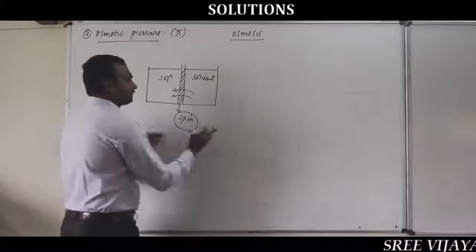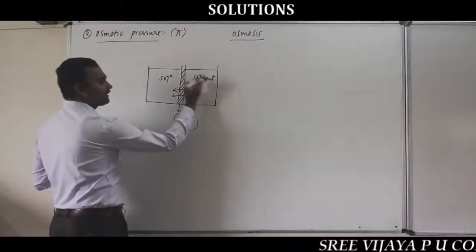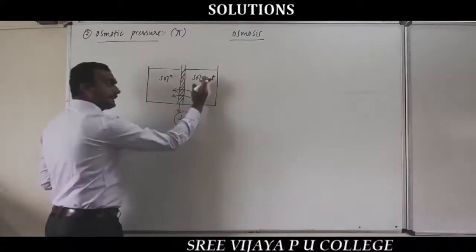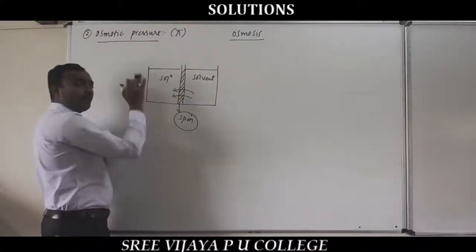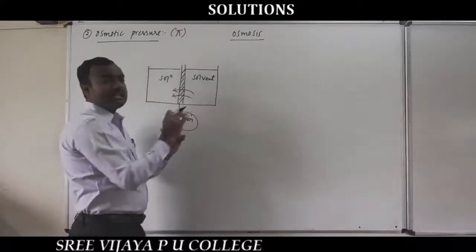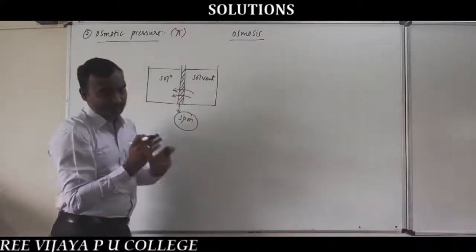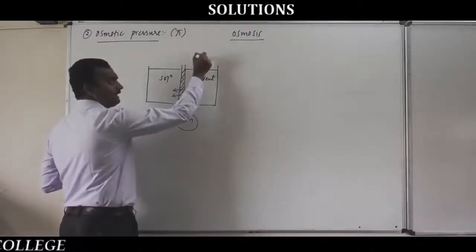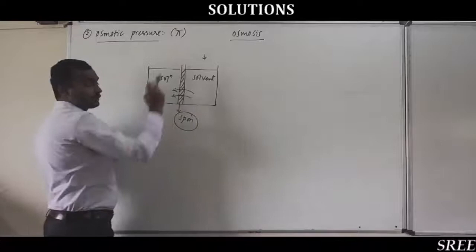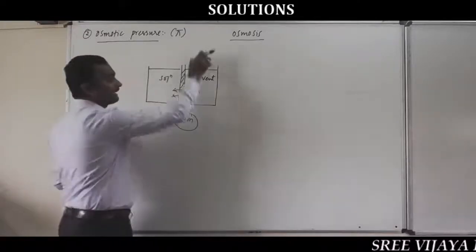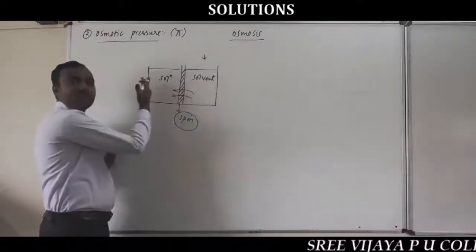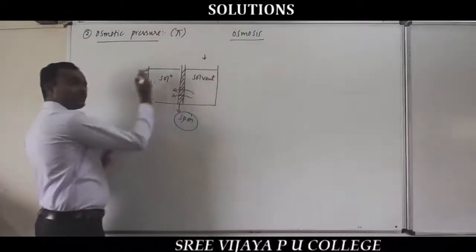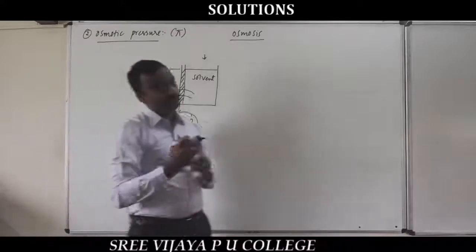The concept is that solvent molecules are moving from the solvent side to the solution side, or from lower concentration to higher concentration. To stop this, we are going to apply pressure on one side. On which side? If we apply pressure on the solvent side, the osmosis process will increase, because solvent molecules are already moving towards the solution, and more solvent molecules would move towards the solution. The process of osmosis will increase.